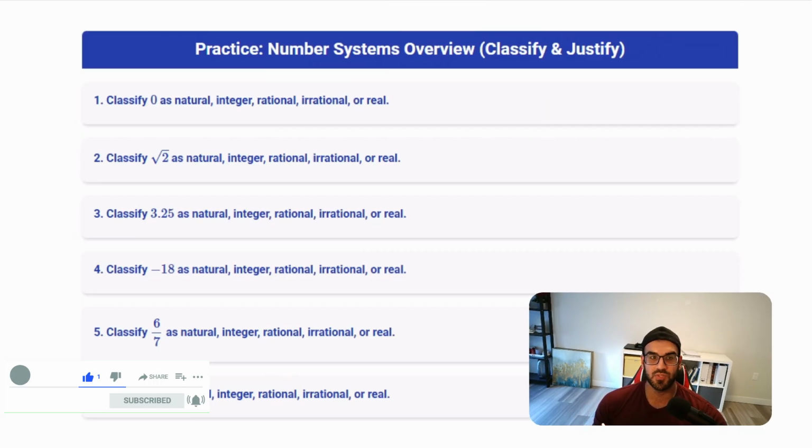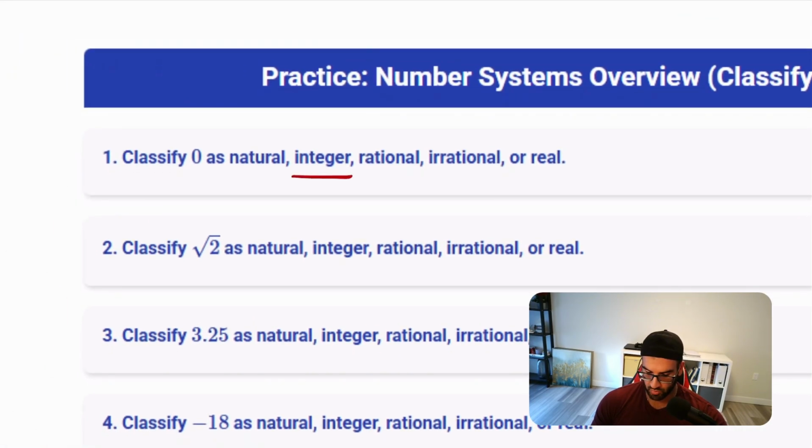Why again? Because we know 0 is a number that is going to be inside the integers. If you remember, negative 2, negative 1, 0, 1, 2. So it's going to be this one. But again, it cannot be considered as a natural number because natural numbers start from 1 and move to positive infinity. So this is not.